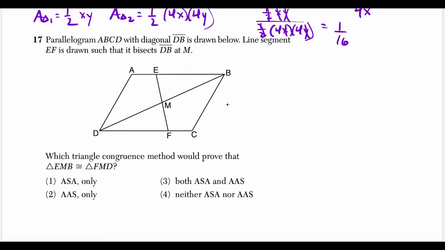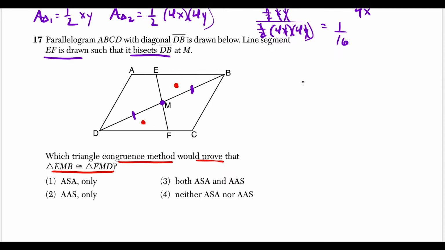Question 17, we have a parallelogram. We have diagonal DB, and segment EF is drawn in such a way that this segment bisects DB. So DB is the one being bisected at point M. So that means that these two segments are going to be the same. And what we're actually trying to show here, or look for, is which triangle congruence method would prove, so let's just make this neater, would prove that these two triangles are the same, triangle EMB and triangle FMD.